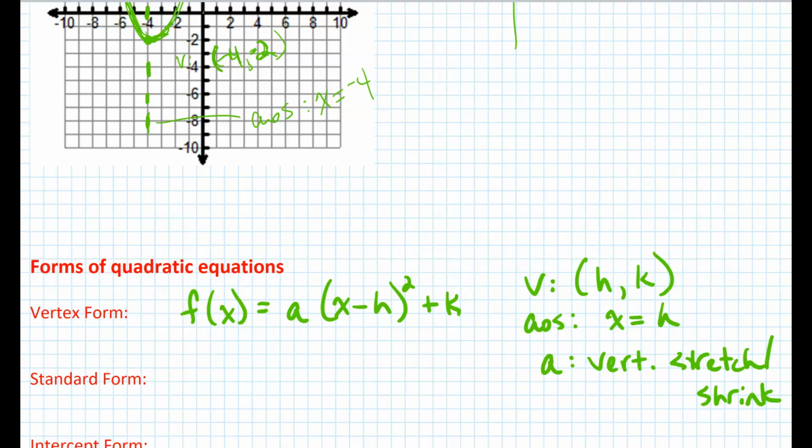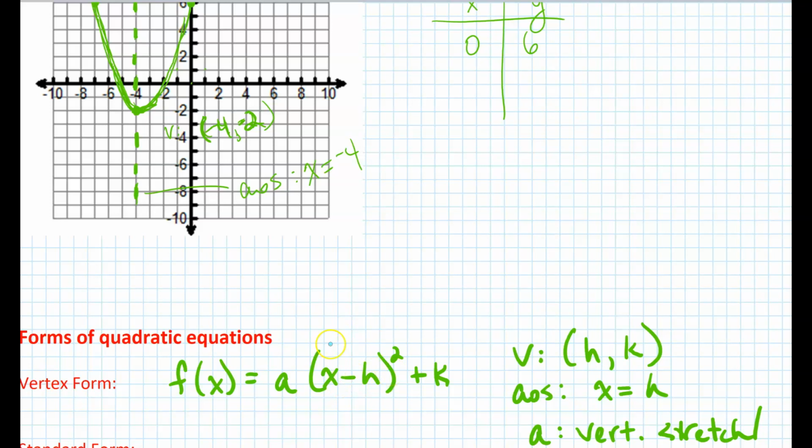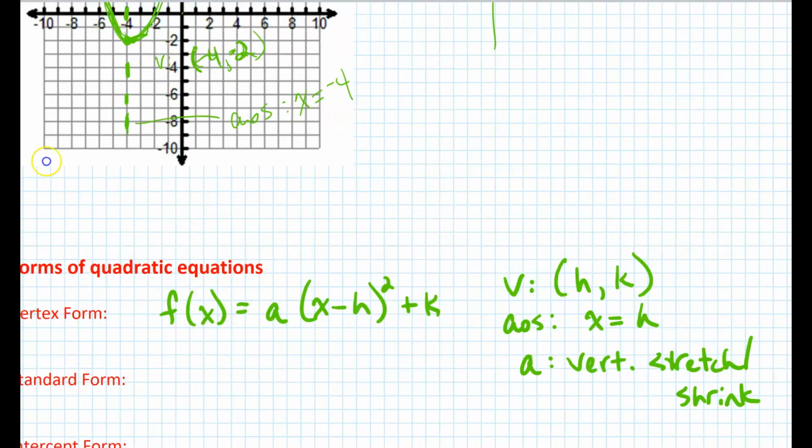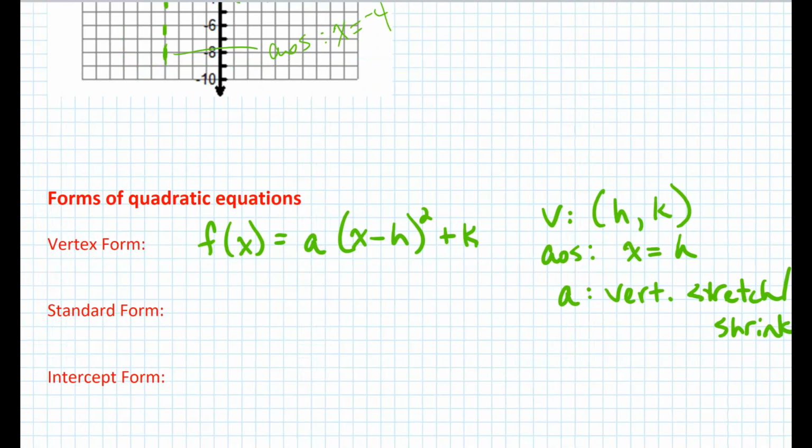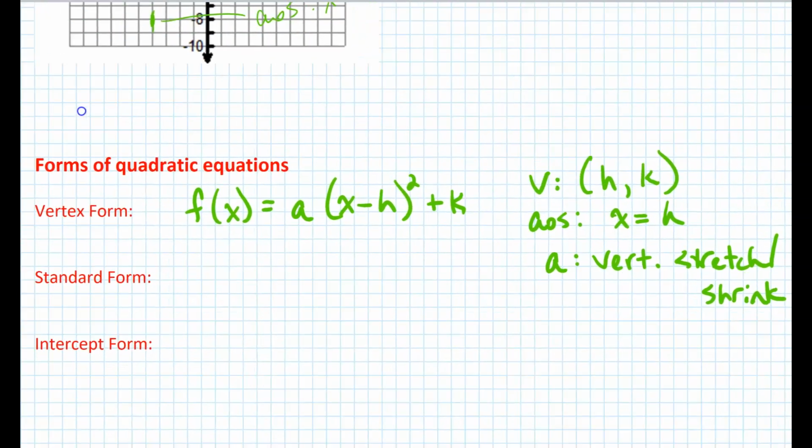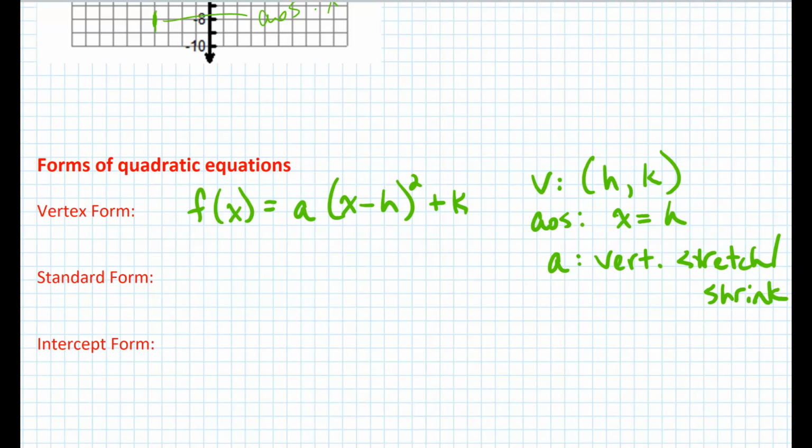But is it the x in the equation? In the one that we just did, it was x plus 4, but the axis of symmetry is -4. Yeah. So remember, in the form, it's x minus h in here, because it's the opposite sign. Oh, okay. Wait, what does it mean by the stretch? It's the vertical stretch or shrink, because the a is on the outside of the square.